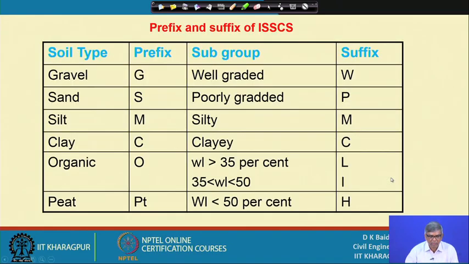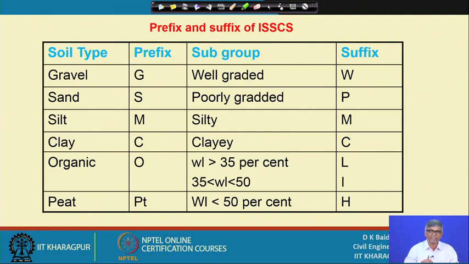So, these are the symbols or letters we use in the 2-letter system, prefix and suffix, of the Indian Standard Soil Classification System, ISSCS. The soil type is defined by the first letter. Gravel is defined by G, sand is defined by S, silt is defined by M, and clay is designated by C. You can see that sand and silt both have first letter S, but universally all over the globe, sand is used as S, silt is used for M, clay is C, organic soil is generally O, and peat is PT.